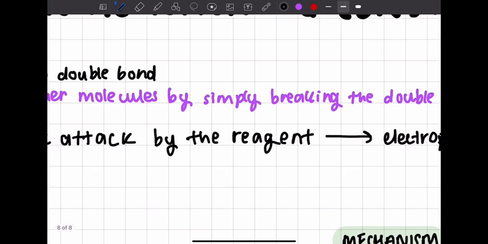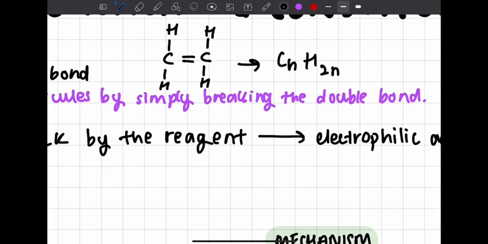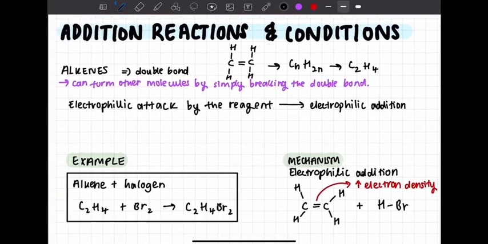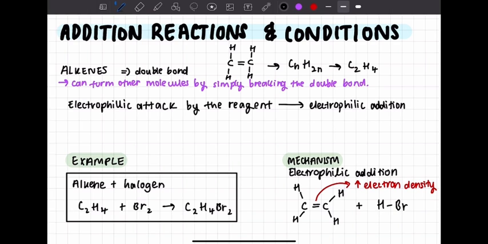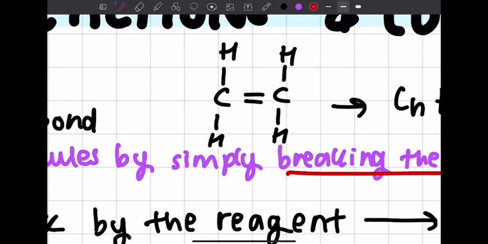So, for example, we can have ethene, which is the most basic example, which looks like this. And they have a general formula of CnH2n. So ethene would be C2H4. And these alkenes can undergo reactions with reagents whereby the reagent adds to the alkene and essentially the alkene becomes an alkane with a single bond, and this forms simply by breaking the double bond present. So here we see an ethene that one of these bonds in here could break and bond with another reagent.